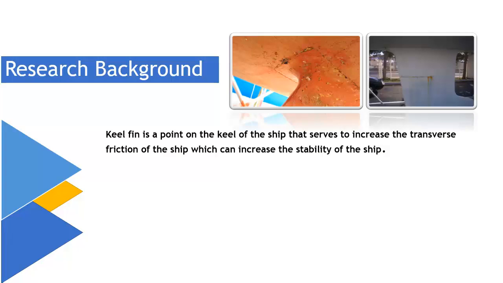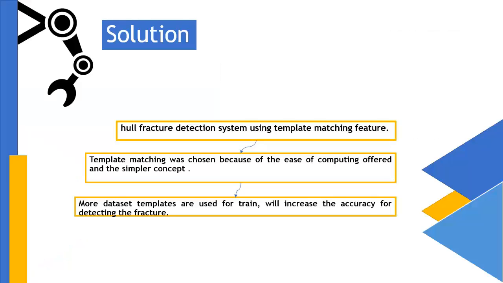The keel fin is a fin on the keel of the ship that serves to increase the transverse friction of the ship. It can increase the stability of the ship. The fin is very susceptible to friction and corrosion, which results in a greater possibility of cracking. So we offer a hull fracture detection system using the template matching feature.